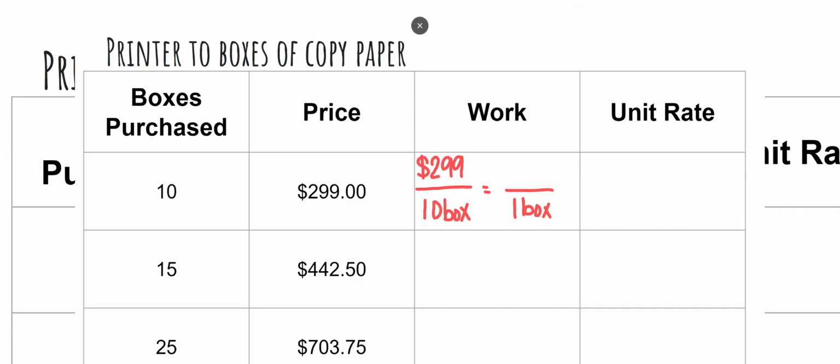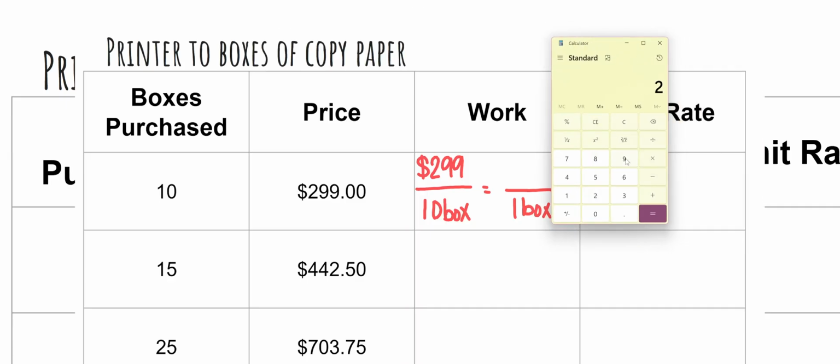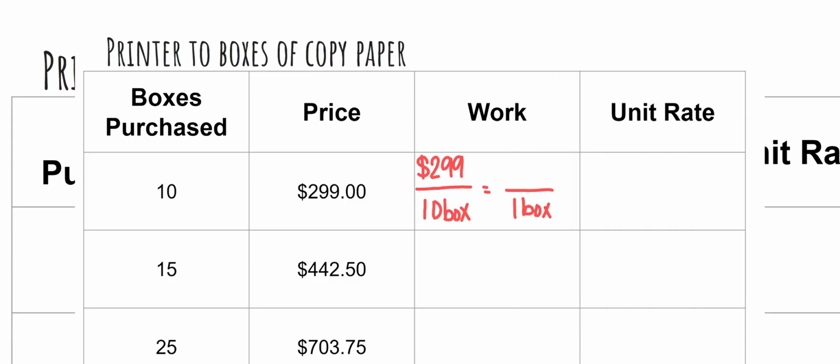So I'm going to get my calculator. I'm going to type in 299 divided by 10. This is also an easy one with 10. We could just move the decimal once, and we're going to get 29.90. So I'm going to put the $ sign, 29.90. So my unit rate is $29.90 per box.